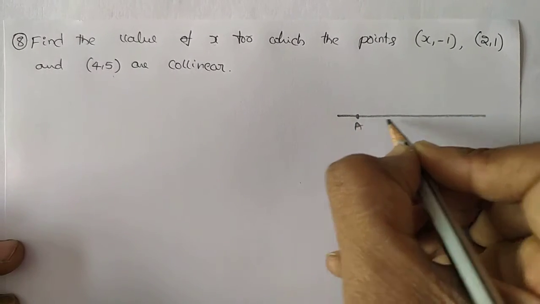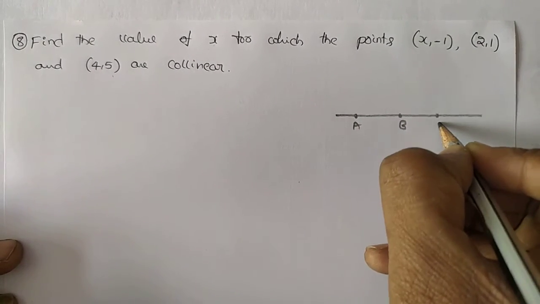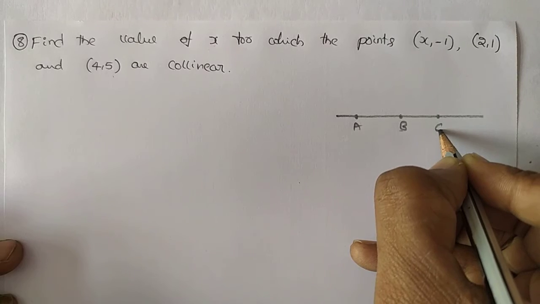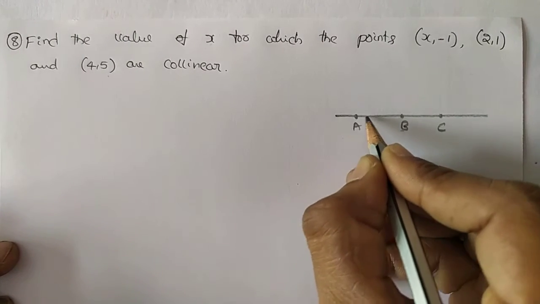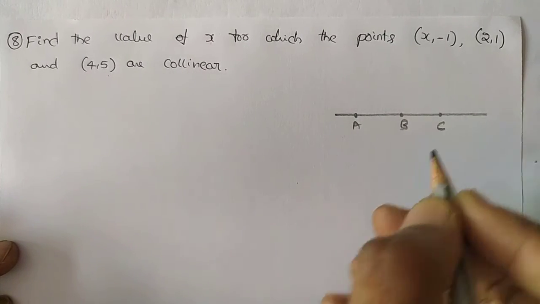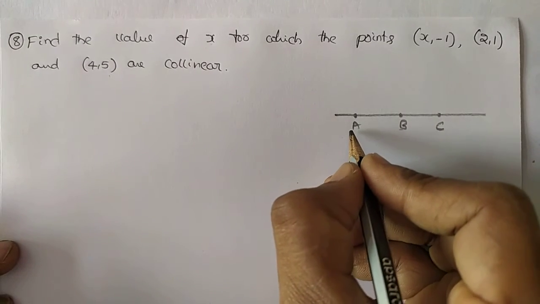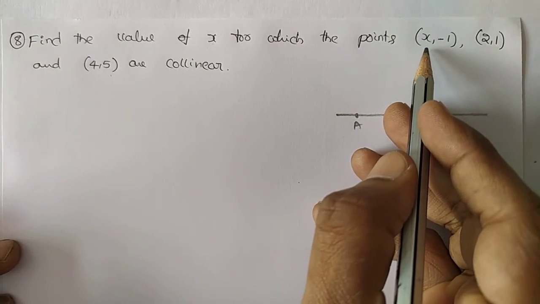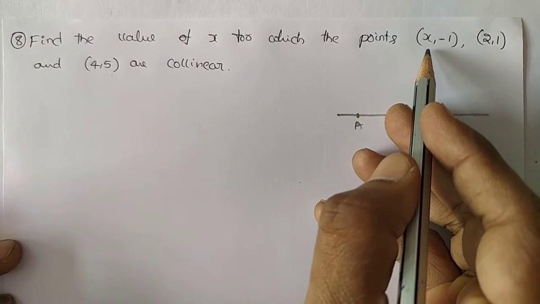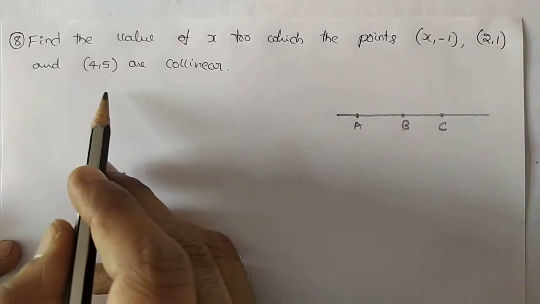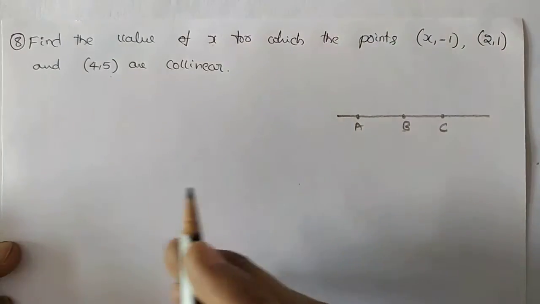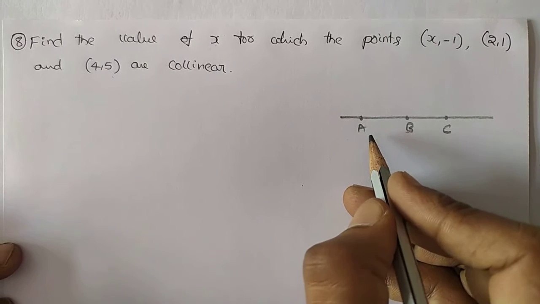It is the point A, and it is B, and it is C. A, B, C are collinear, therefore these points lie on the same line. Point A is (x, -1), point B is (2, 1), and point C is (4, 5). So what is the condition for collinear points?